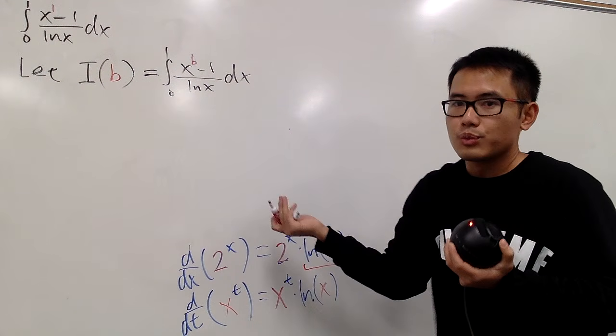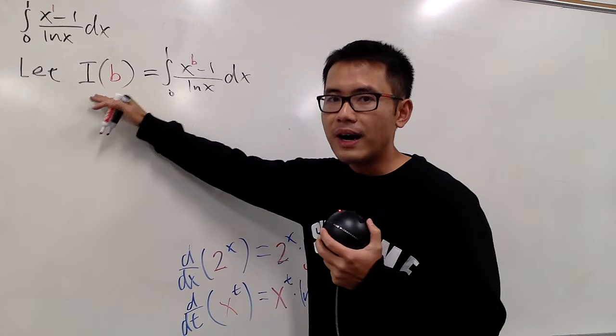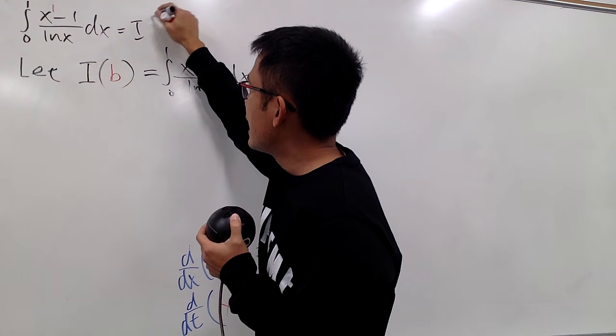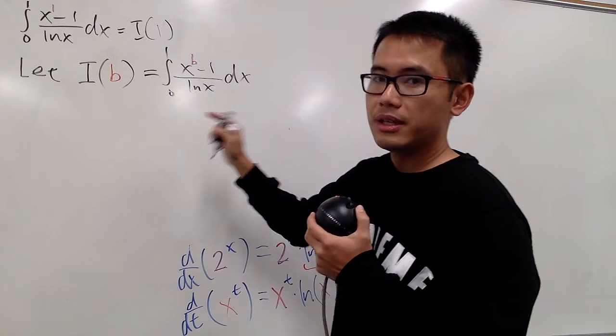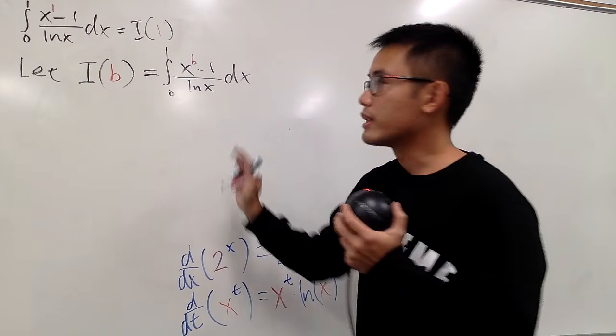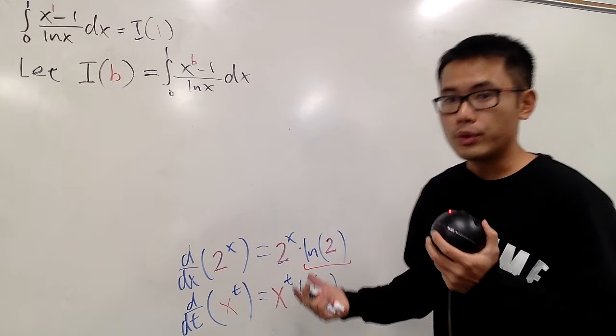You can use t right here as well, right? That was just an example. Okay, now, if I define this right here, then you will see this original integral is the same as saying I of 1, isn't it? Because I want the b to be 1, so I can get the original integral. So that's the deal.